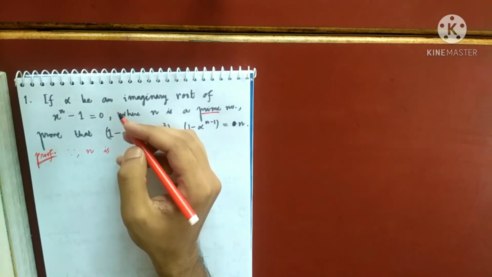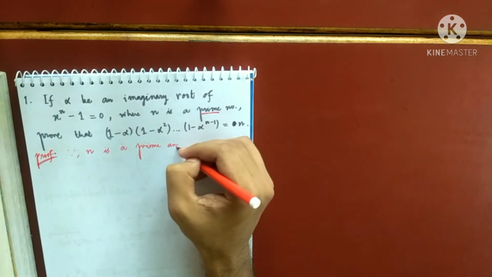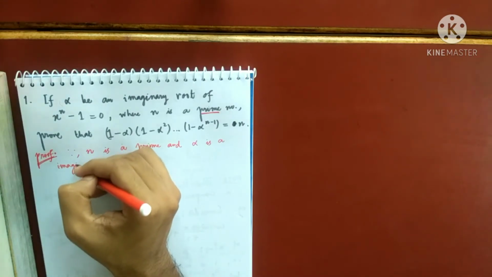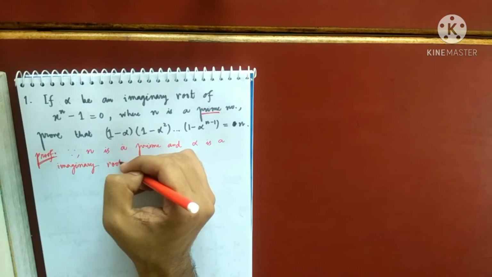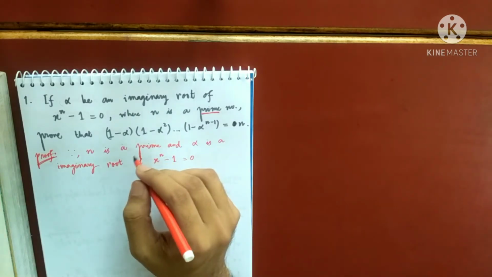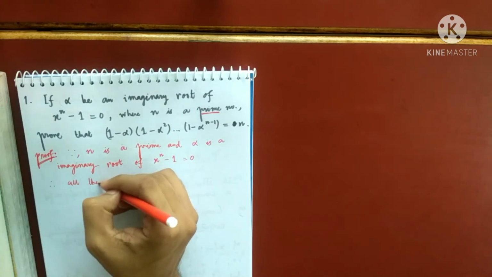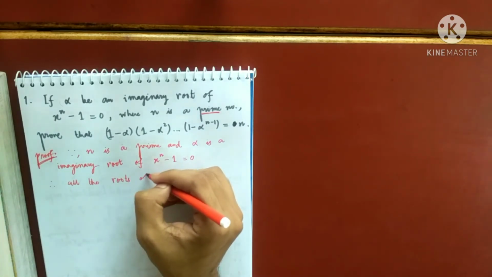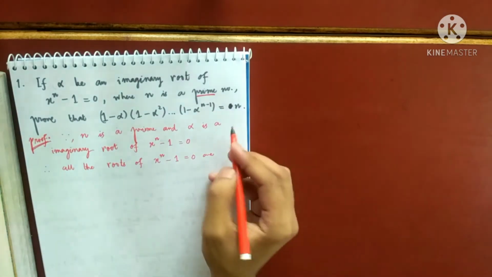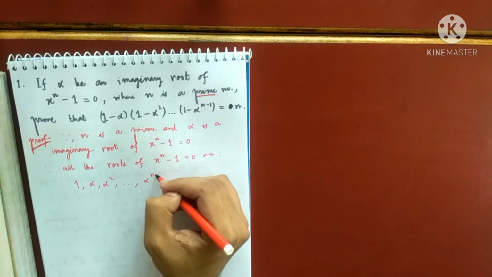Since n is a prime number, if n is a prime and alpha is an imaginary root of x to the power n minus 1 equals 0, therefore all the roots of x to the power n minus 1 equals 0 are 1, alpha, alpha square, up to alpha to the power n minus 1.